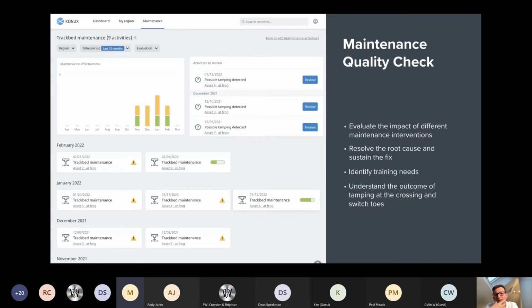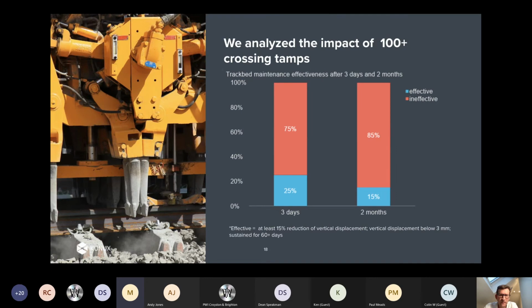And you can really understand the outcome of tamping at crossing and switch toes, which is a really nice feature that we've seen some interesting outcomes from. So remember that our asset is fitted. In this case, it's at the crossing. In the UK, we've been fitting them at the switch, around the point machine area, the switchblade as well.